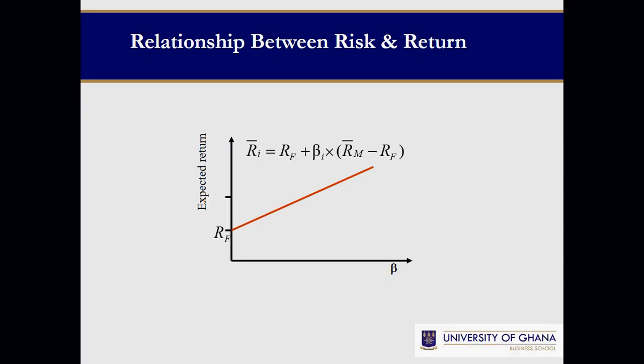Now, the relationship between risk and return. The relationship between risk and return has an upward slope, meaning that the higher your risk, the higher your return, and the lower your risk, the lower your return. It is more or less like the law of supply, right? So this is what we are seeing here. You can see it's upward sloping, and the higher it goes, the higher the return, and the higher the risk too.